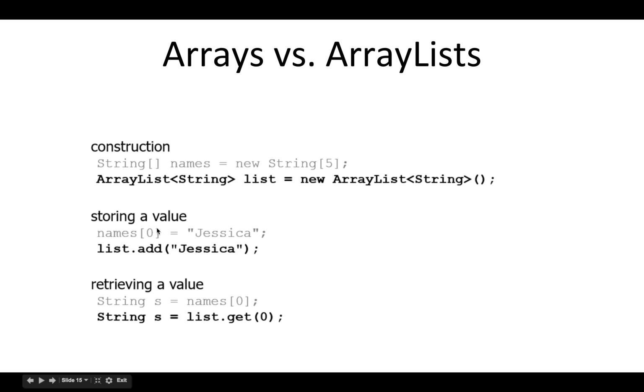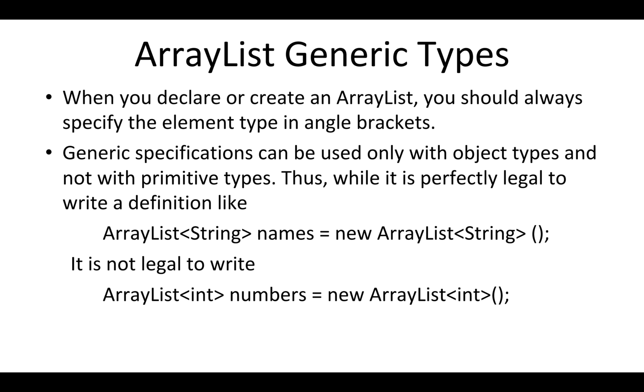Then when you're storing a value, use square brackets with an array. However, with an ArrayList, use a method called add. And then when you're getting a value from an array, again, use square brackets and the index, but in an ArrayList, use a method called get. So in arrays, you can directly access the elements. With ArrayLists, you have to use methods to access the different parts of an ArrayList.